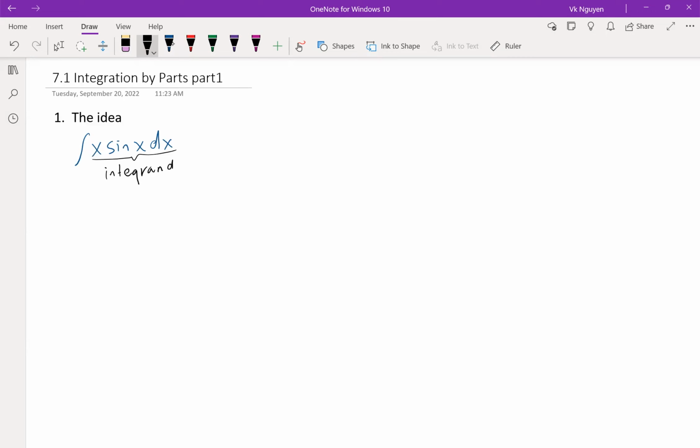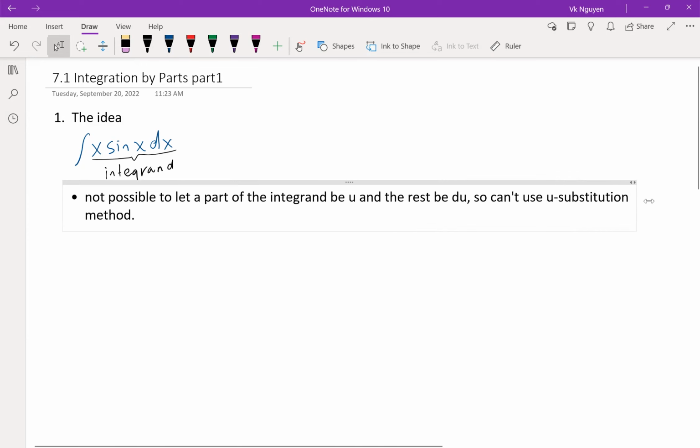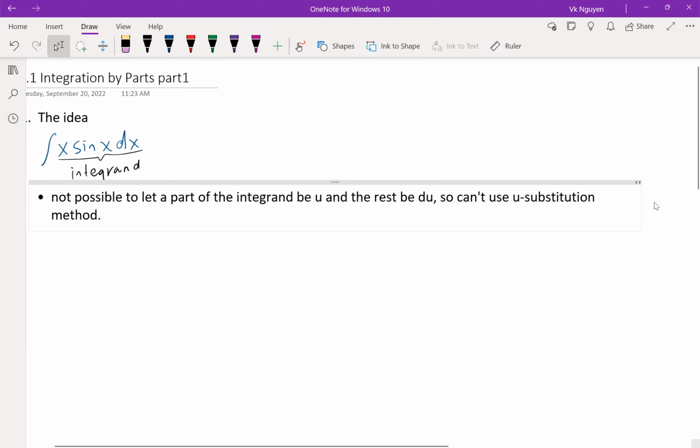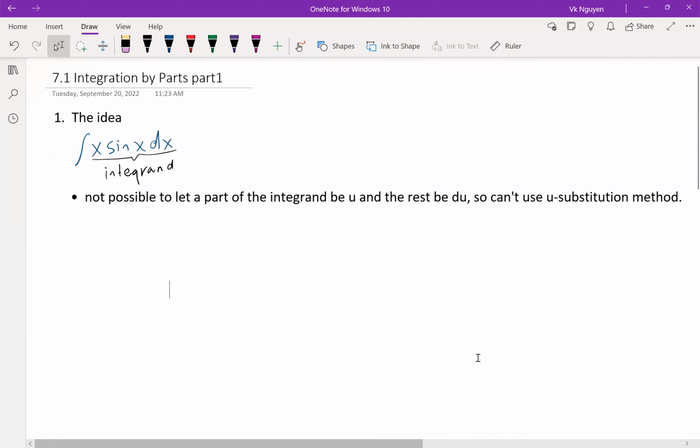Notice that it is not possible to let a part of the integrand be u and the rest be du. So we cannot use the u-substitution method to evaluate this integral. What else can we do?